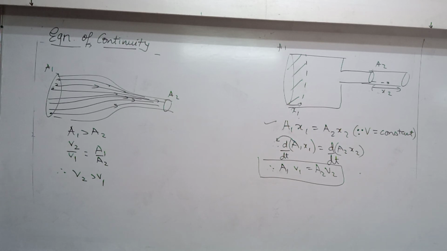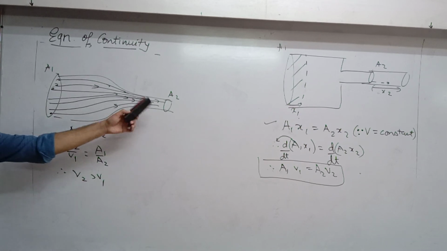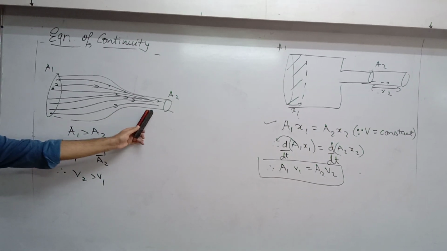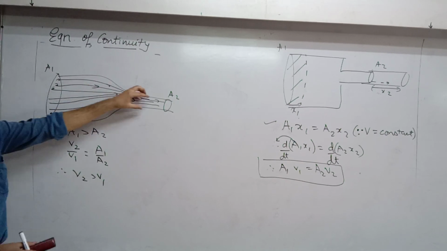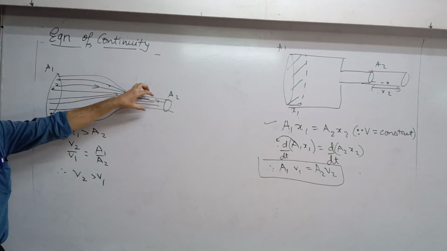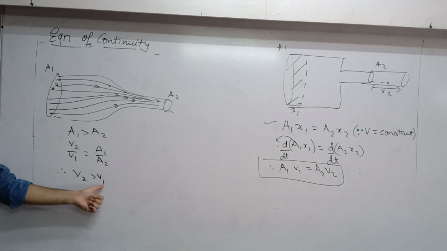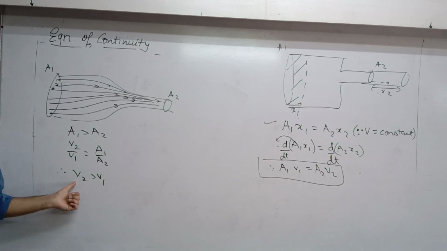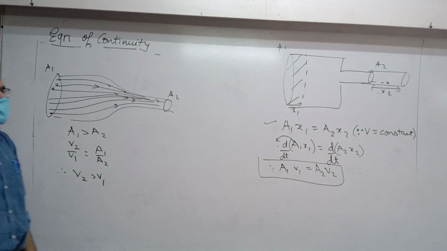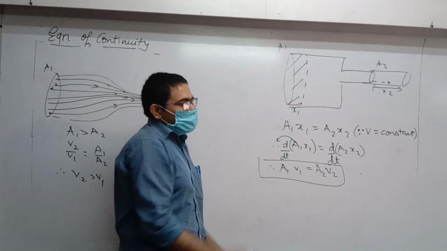If you don't remember what we are talking about, flip the page over in your notebook. Here the tube is narrow. When the tube becomes narrow, the streamlines come close to each other. And when they come close to each other, that would actually mean that speed is more. Fine? Okay.